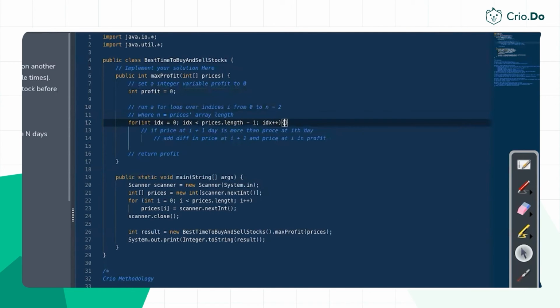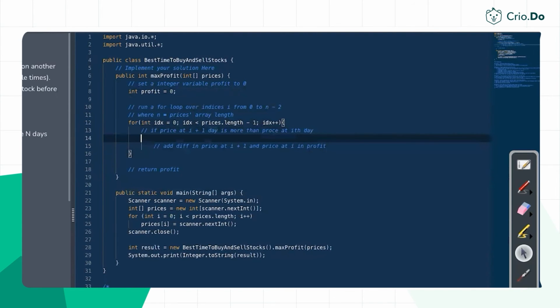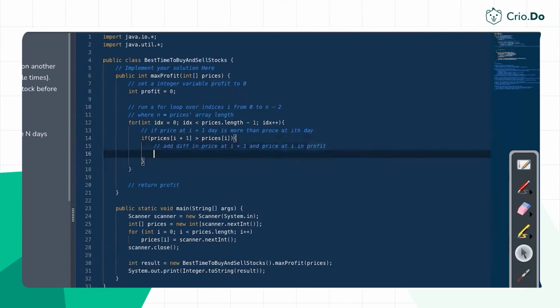And index plus plus. Every time, we need to check if the current day price is smaller than the next day price, or the next day price is greater than the current day price. So if prices of I plus 1 is greater than prices of I, it means we are going uphill. Uphill means we have to take the profit. So how can we take the profit?